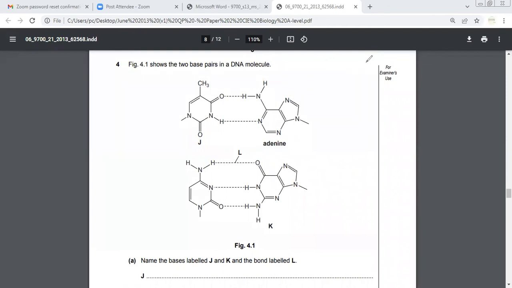Figure 4.1 shows the two base pairs in a DNA molecule. This one is a pyrimidine and this one is purine. One is labeled, that is adenine, double bond है, that means this one is the thymine. And this one is a triple bond है, तो big molecular structure जो है वो है guanine, and this one is the cytosine. सबके नाम पूछे गए नीचे, वो मैंने यहाँ पे लिख दिए हैं.